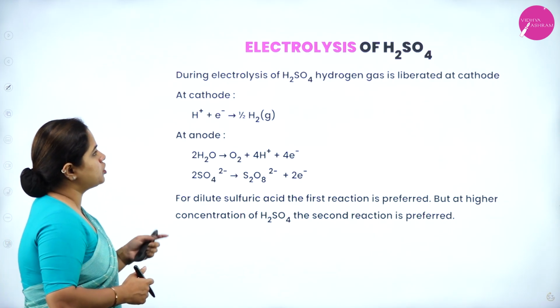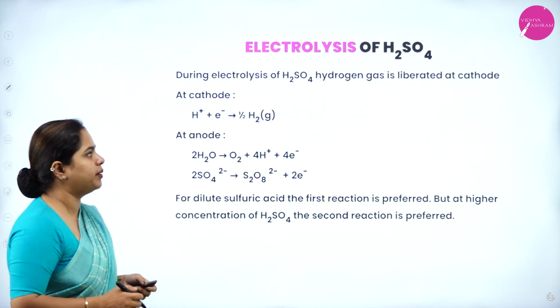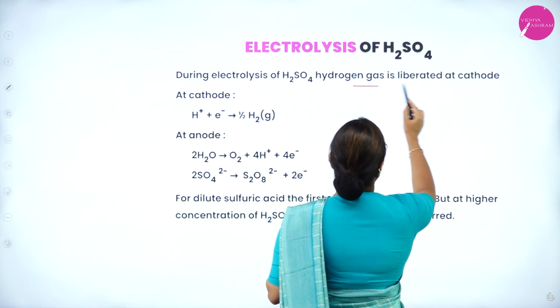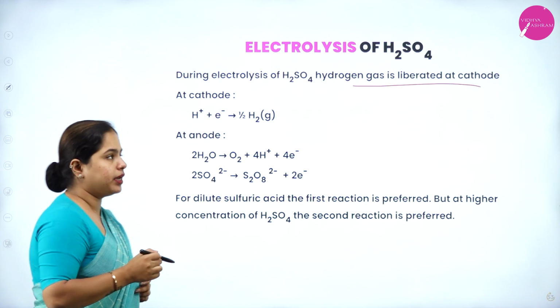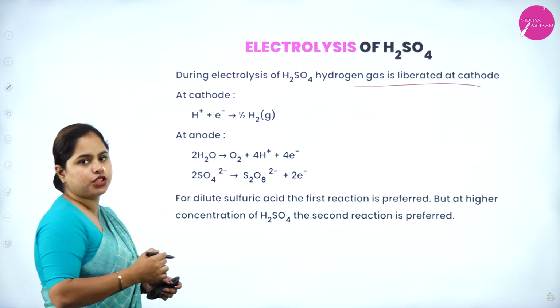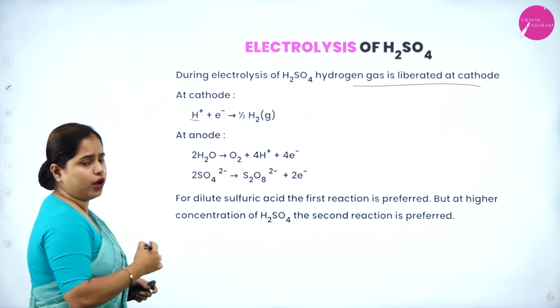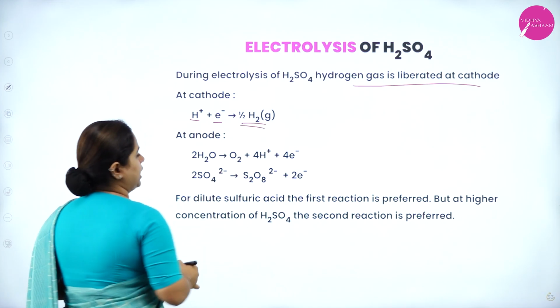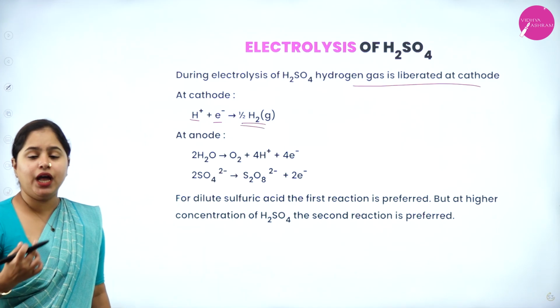Now during electrolysis of sulfuric acid, hydrogen gas is liberated at the cathode. So what is the product here? Hydrogen gas is liberated at the cathode. So what is the reaction happening at the cathode? H plus ions accept electron and form hydrogen gas. Right. Now at the anode, what is happening?